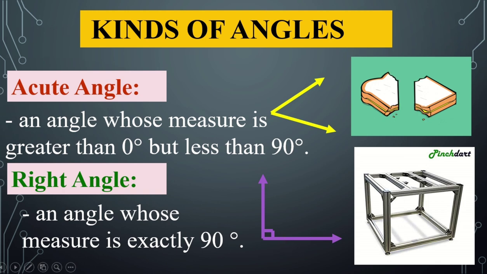And then ito, yung mga edges, minsan ng boxes, those are also examples of a right angle. Etong metal na to, ayan, it forms a right angle.